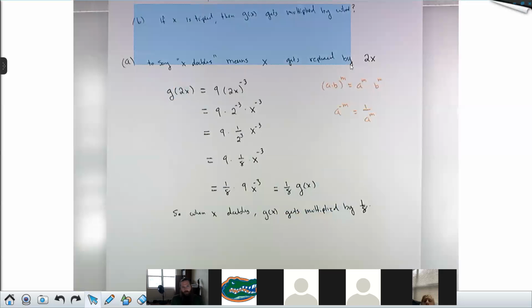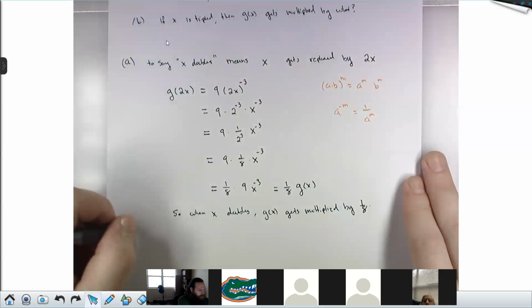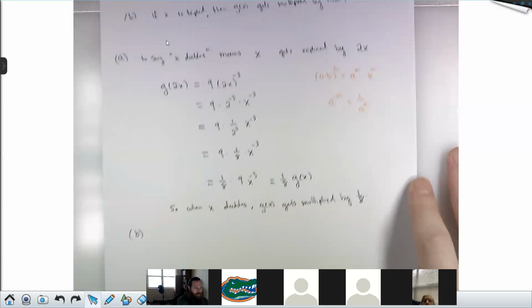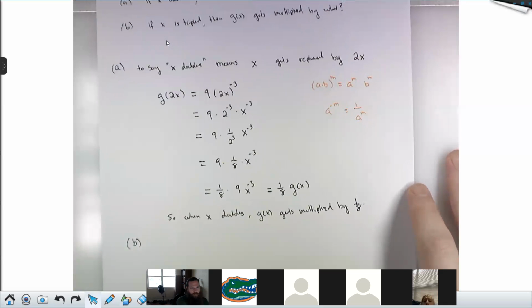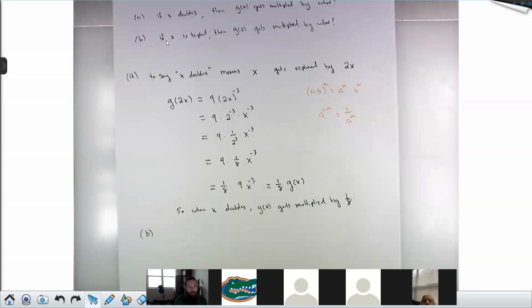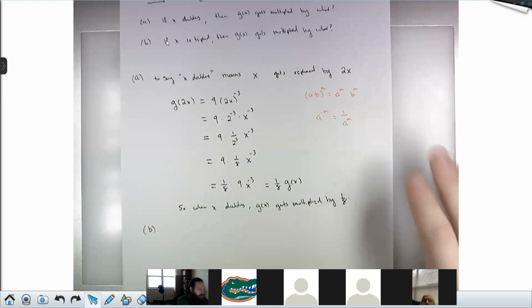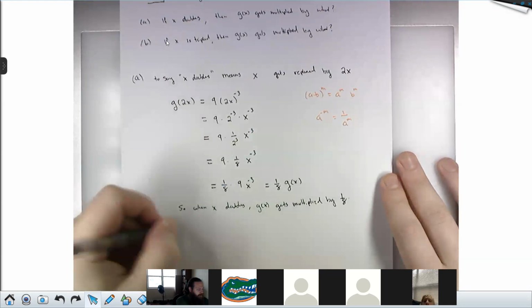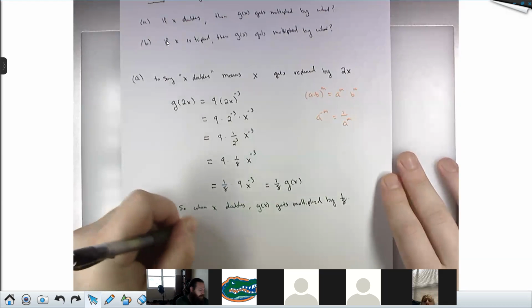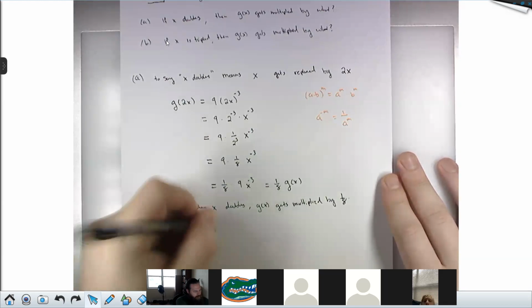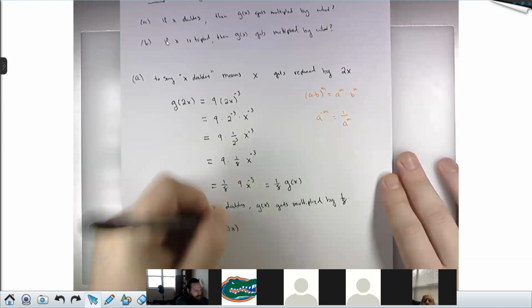Let's see if we can handle part B here. So having seen how we do part A, who can tell me how to set up part B? We're asking if x is tripled, then what happens to g of x? Good, yeah, we should replace x by 3x. So kind of my first line is going to look like g of 3x. And g of 3x is 9 times 3x to the negative 3.